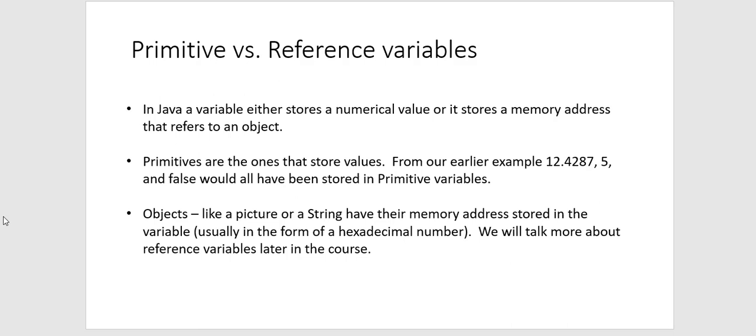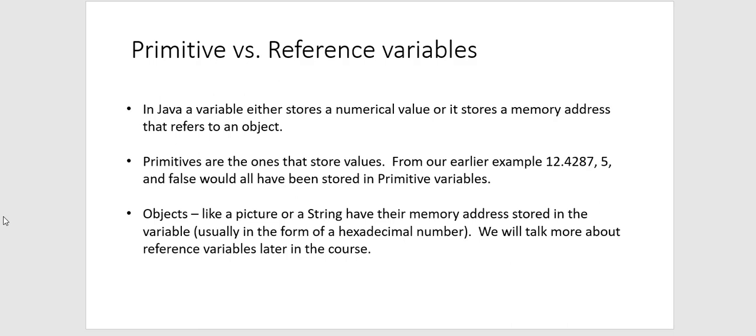So from our earlier example of all that data, 12.4287 and 5 and false, those would all have been primitives, and they would have been stored in primitive variables. Objects like strings or images will be stored as a reference, and that reference will actually end up being a number. That variable will hold a hexadecimal number, and it actually references where in memory that object is. And we'll talk more about reference variables later in the course.